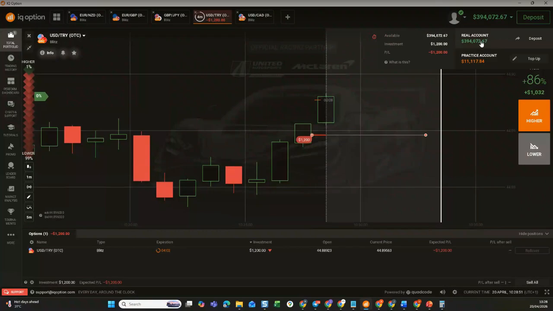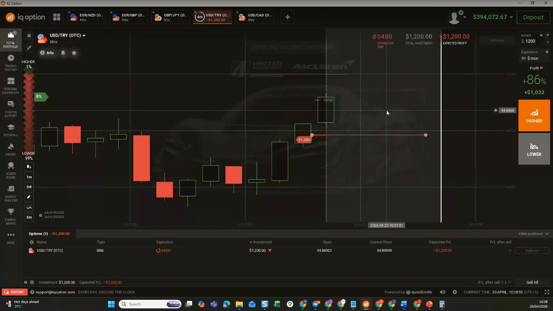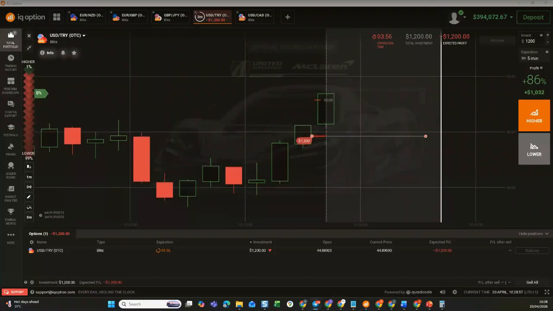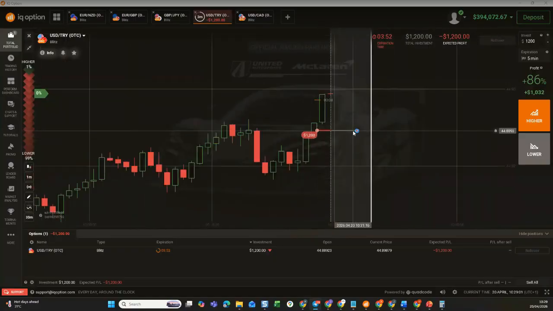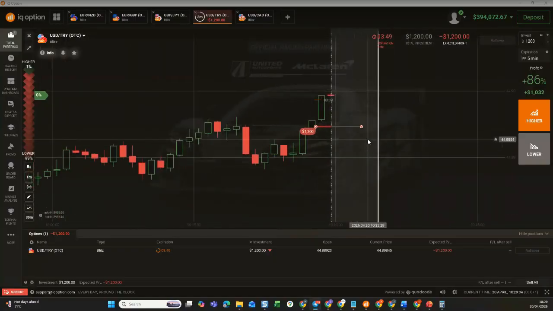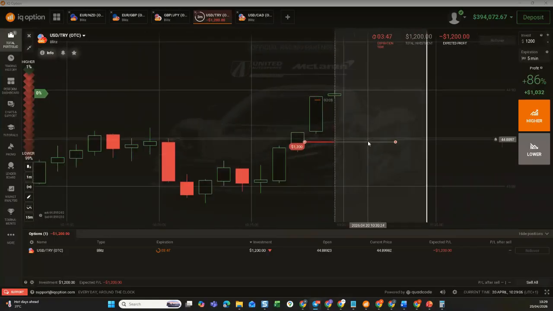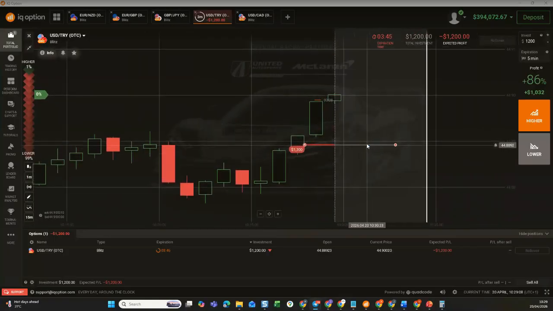The moment you have your IQ Option account funded, you get permanent access to the AI. So you get access to the AI permanently. That's basically how you use it, and that's basically how you get access to it.